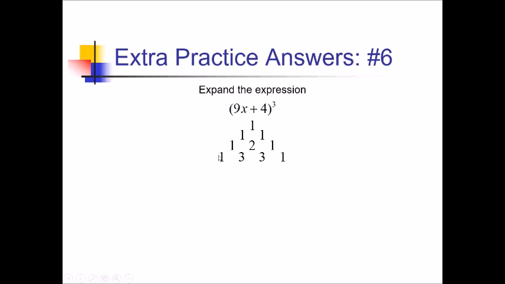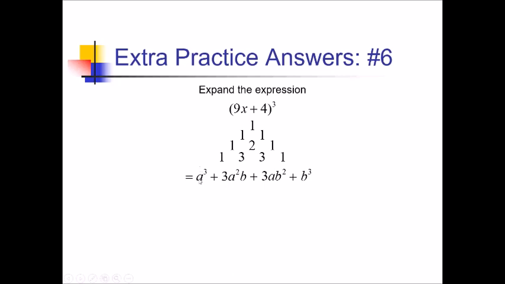So this is 1a to the third power, b to the 0, which we don't have to write, plus 3a squared b to the first, plus 3a to the first b to the second, plus 1a to the 0, which I don't have to write, b to the third. a is going to be this 9x part of my binomial, and b is going to be the 4 here.